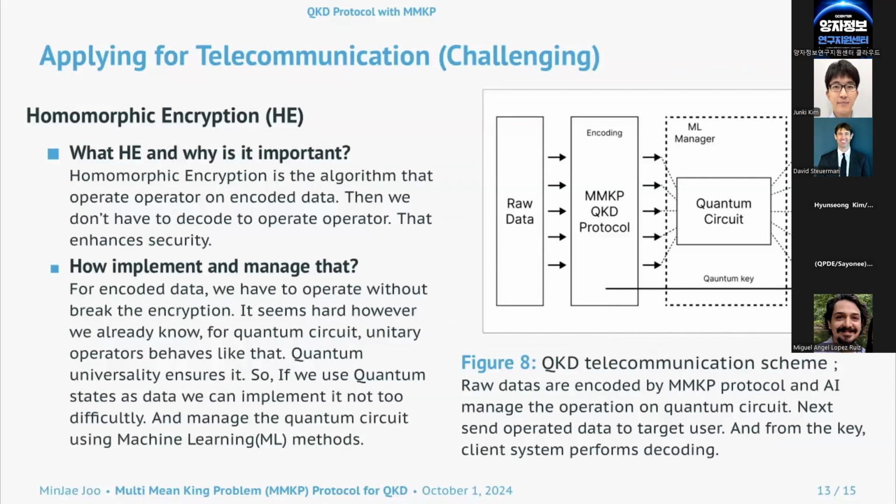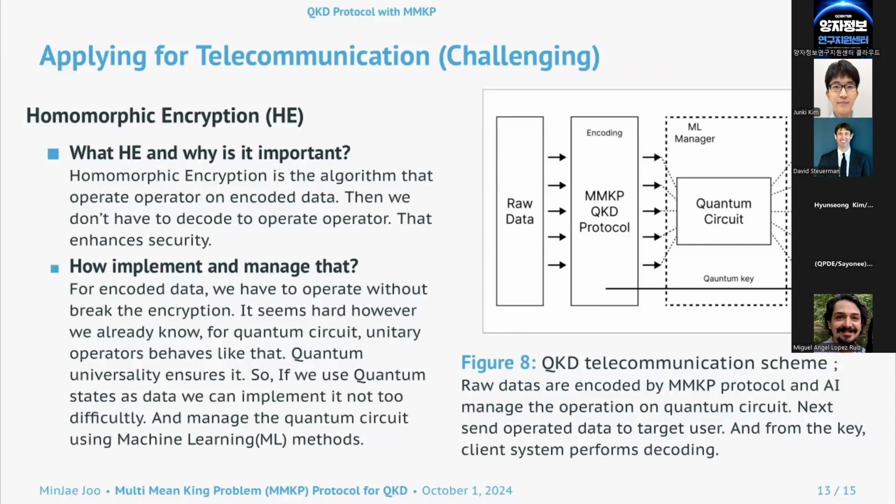And I also discussed how the MMKP protocol can be applied in telecommunication, which presents some challenges but also significant opportunities. First, let's talk about homomorphic encryption. This is an encryption technique that allows us to perform operations on encoded data without needing to decrypt it first. Why is it important? It enhances security by ensuring the data remains protected throughout the process, and it reduces telecommunication time.